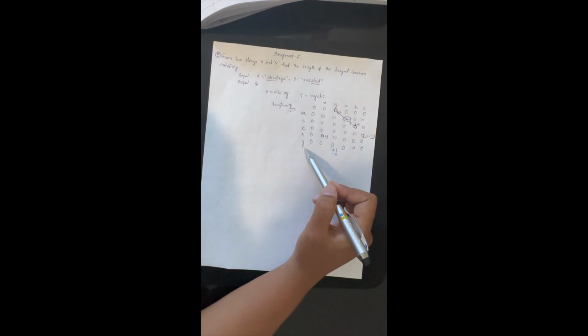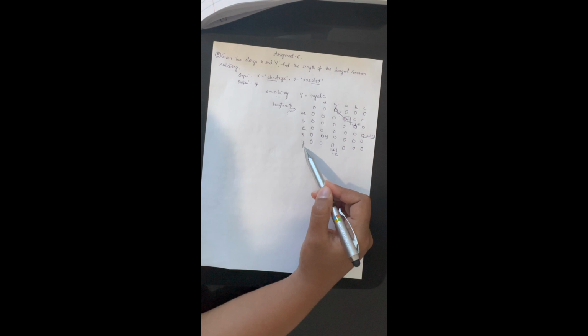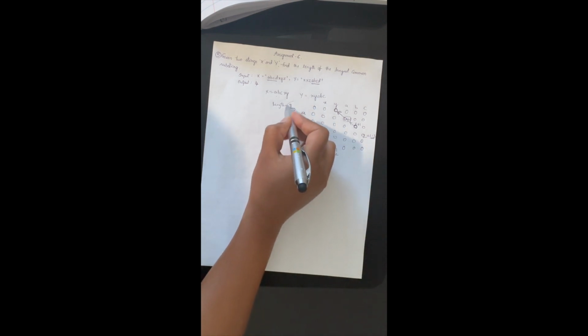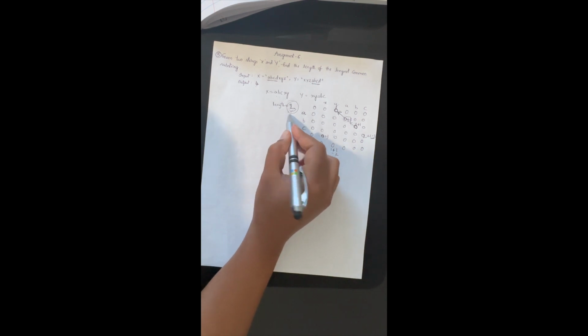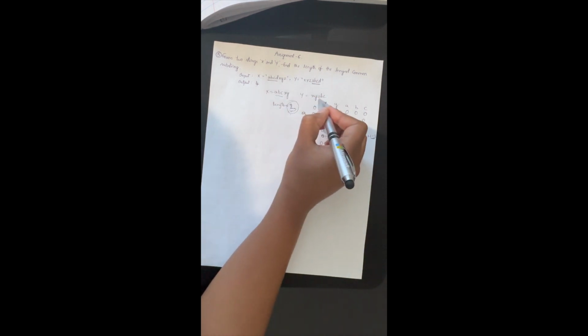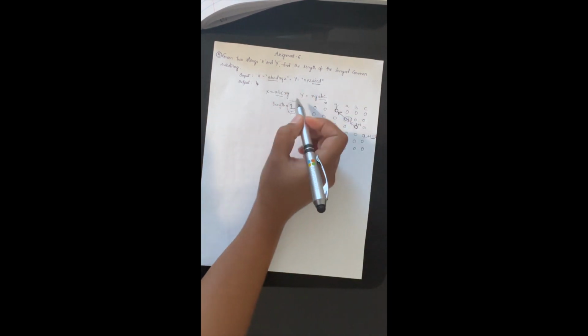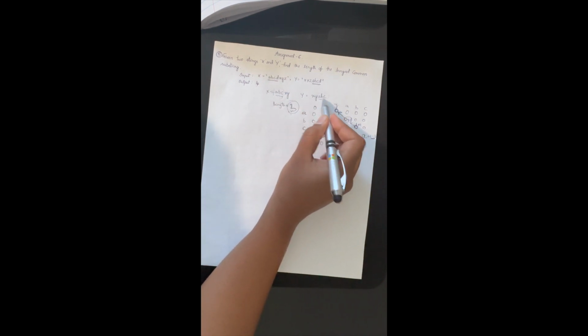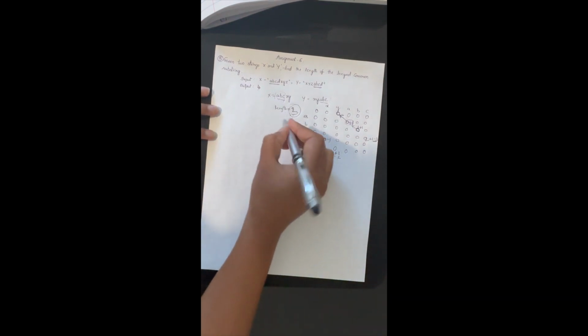Once we have iterated through all these characters, we are going to return the length, which is 3. So 3 is the longest common substring length we have in both of these strings. Now let's implement this in the code.